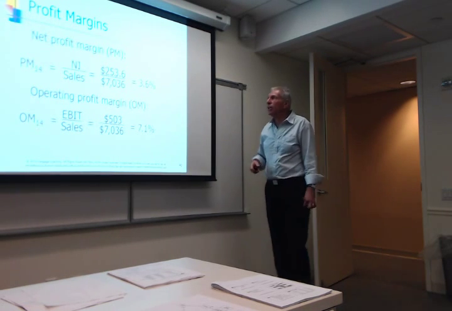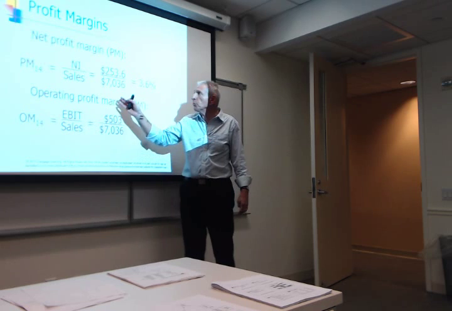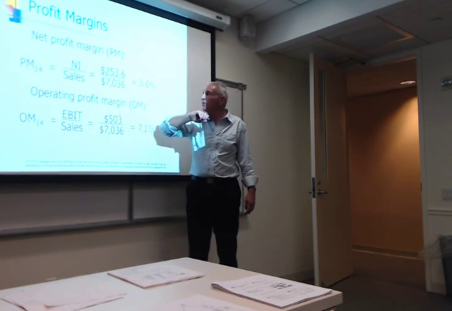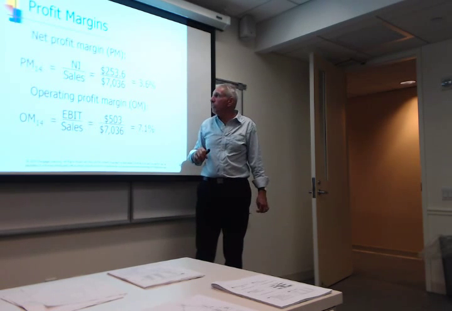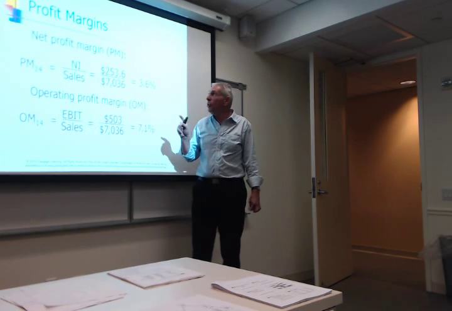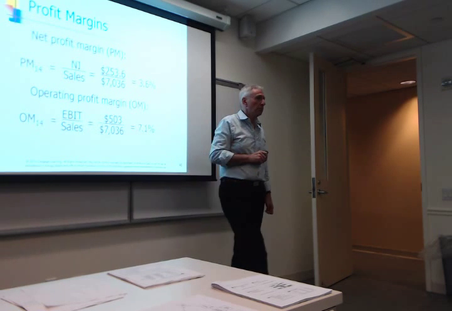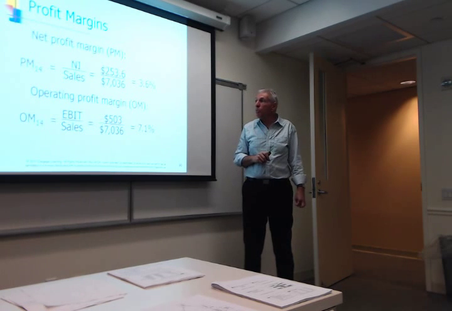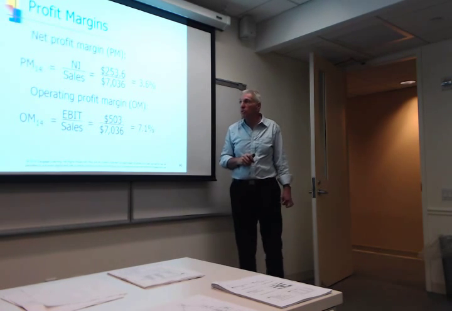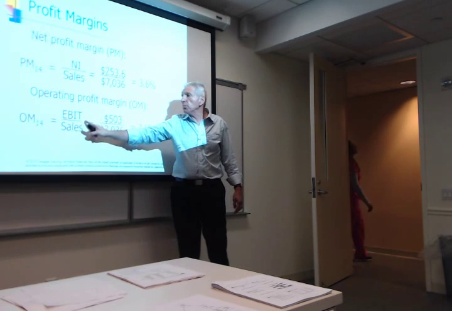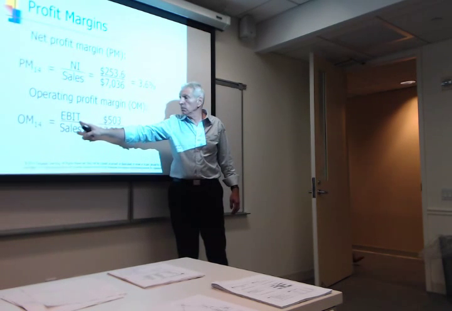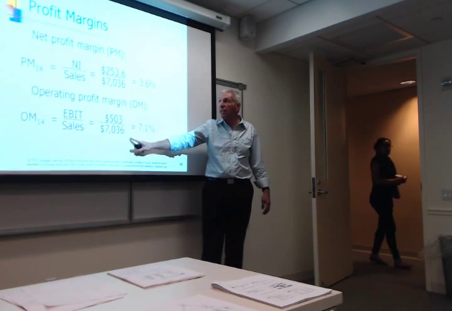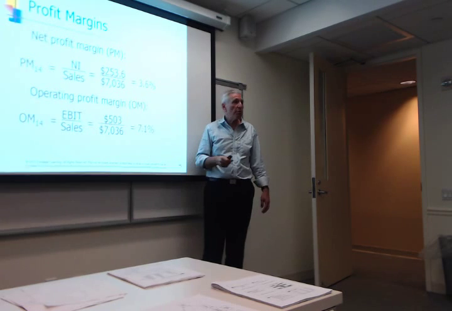So again, if we look at our 2014 income statement, what we're going to see is net income was $253.6. Our sales were $7 million. So basically, our margin was 3.6%. We look up our operating profit margin, which is our EBIT number. So this is before interest and before taxes. So we would have a higher number here, which is our 503. Divide that by the same denominator, gives you a ratio of 7.1.